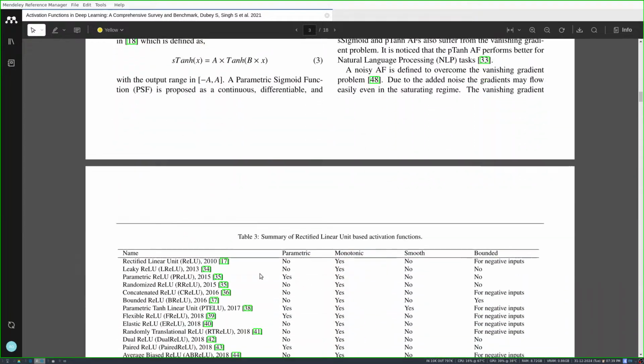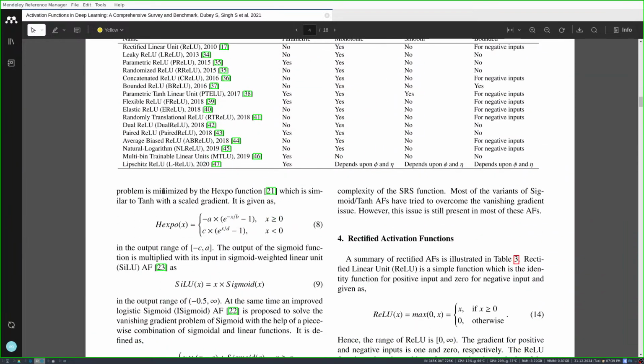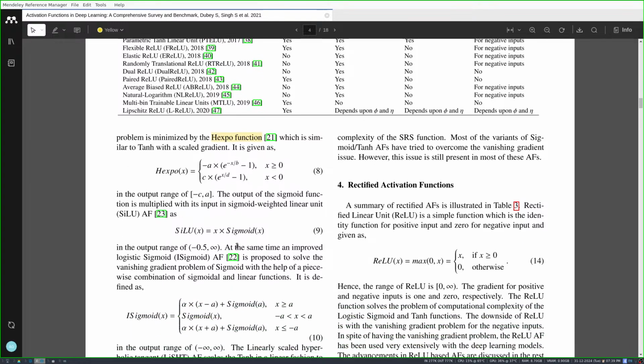The vanishing gradient problem is minimized by the Hexpo function, which is similar to tanh with a scaled gradient. But the sigmoid weighted linear unit.